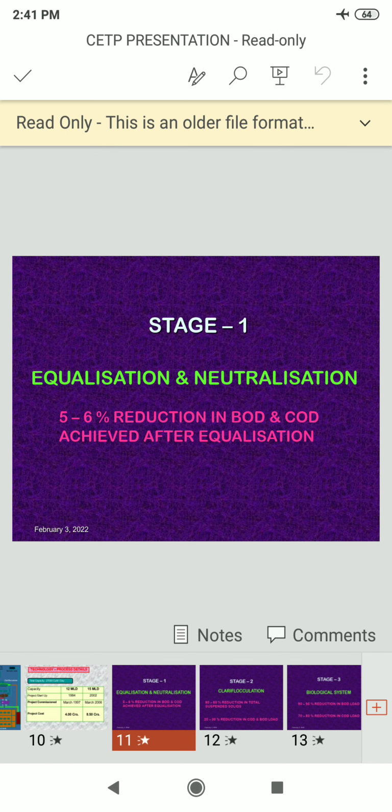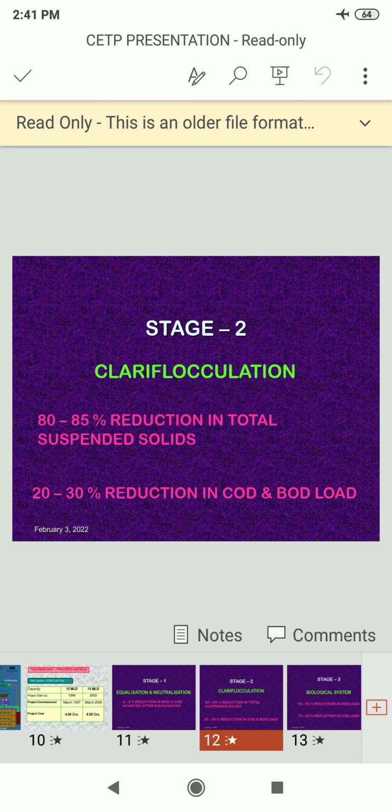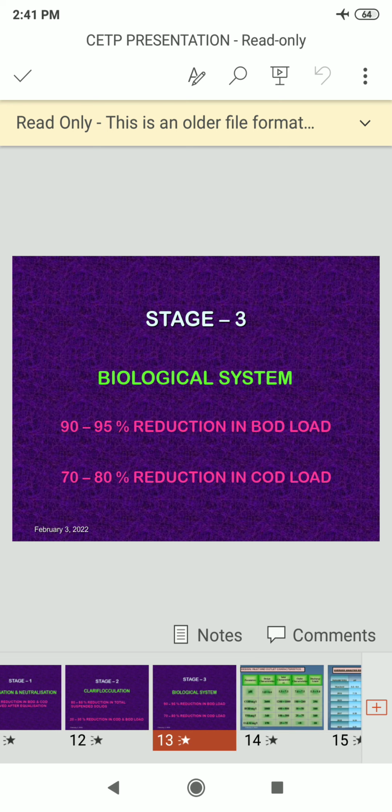The first stage is equalization and neutralization, with 5 to 6% reduction in BOD and COD after equalization. And stage 2 is clariflocculation, with 80 to 85% reduction in total suspended solids. Then the third one is the biological system. It gives 90 to 95% reduction in biological oxygen demand and 70 to 80% reduction in chemical oxygen demand.